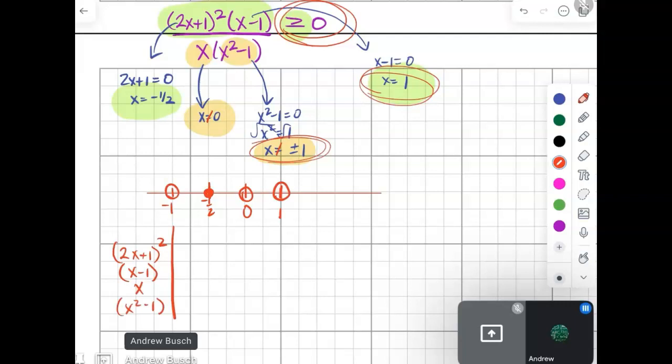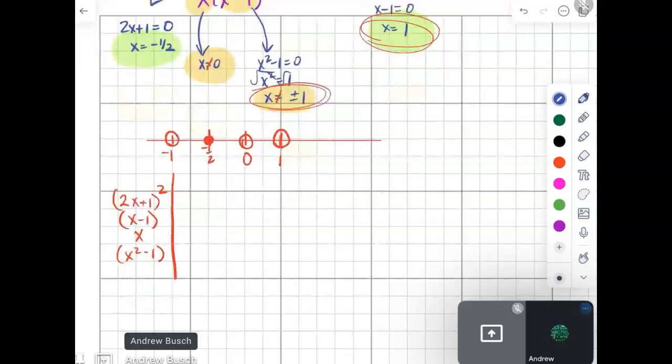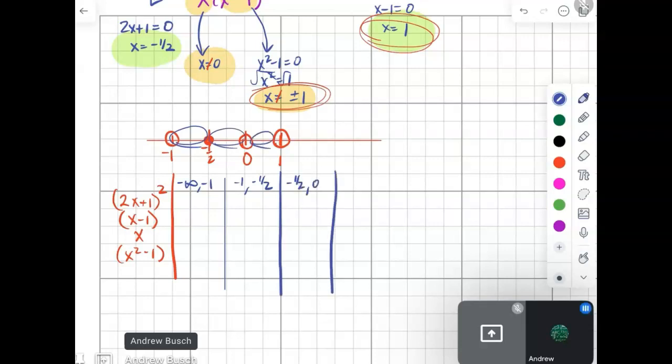Then your columns, you're going to look at your number line that you just created and make intervals for them. The first interval would be negative infinity to negative 1. So that's the whole left side of the graph. Then your next interval is going to be negative 1 to negative 1/2. So this section. Your next interval is going to be negative 1/2 to 0. And your next interval is going to be 0 to 1. And your last interval is going to be 1 to infinity.